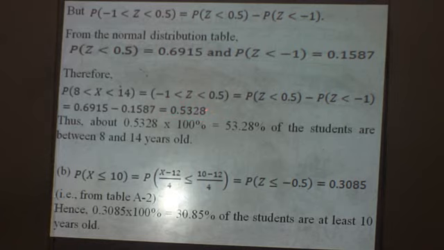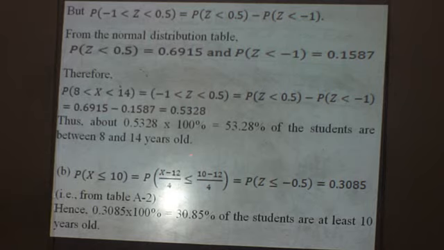meaning the probability that a student selected at random will fall between the years 8 and 14 is equal to 0.5328. Then in percentage wise, it's a matter of multiplying the probability by 100%. So by so doing, you will get 53.28% of the students falling between 8 and 14 years old.